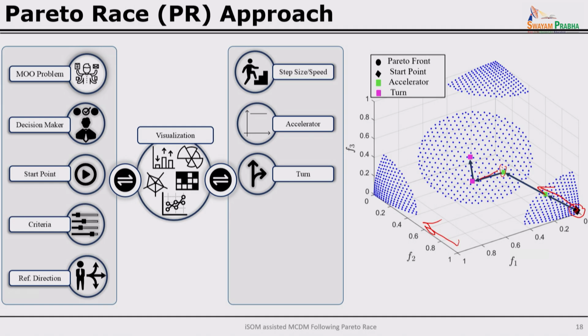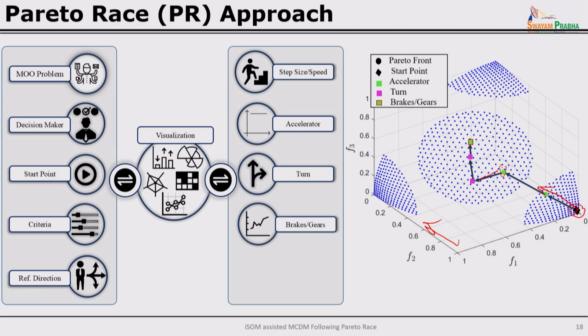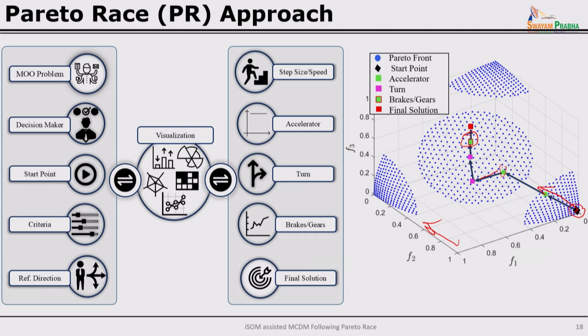And over the iterations, they will change the step size and direction and come to a point in which the decision maker says, okay, I'm happy with this solution and I want to pick it up. Or they want to visualize all the solutions, compare them, and then make a decision which solution they want. So this is the overall idea of the Pareto race. Basically, the decision maker is navigating on the Pareto optimal front by changing the speed and the direction.